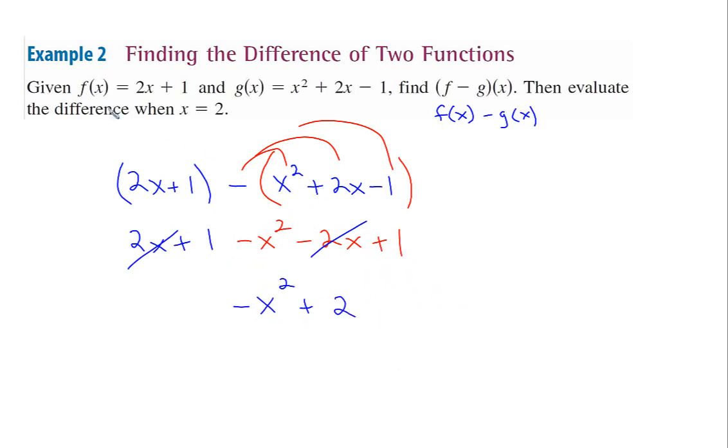Alright? And then now we're going to evaluate it for when x equals 2. So we're going to find out when x is 2, what this will be. So be real careful when you plug this in. This should be negative, and then in parentheses we have 2 squared, and then we have plus 2. That way when you square the 2 here, you get 4, and then you remember that negative attaches to this 4 here. Okay? Plus 2. So our answer is going to be negative 2.